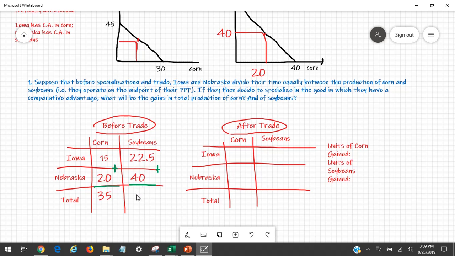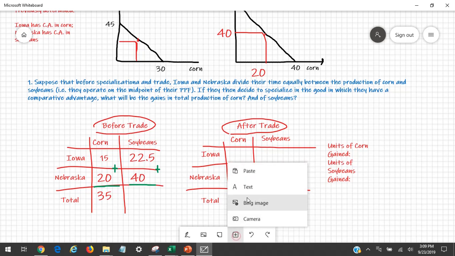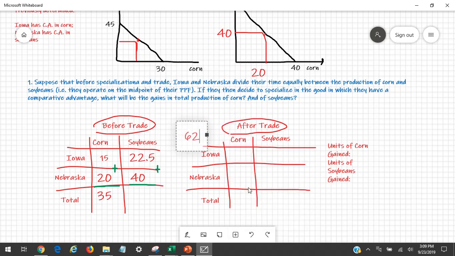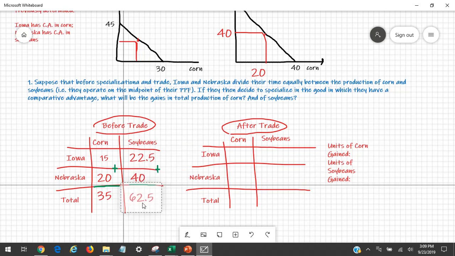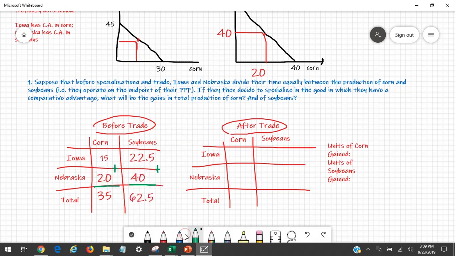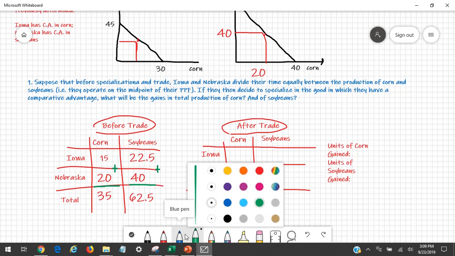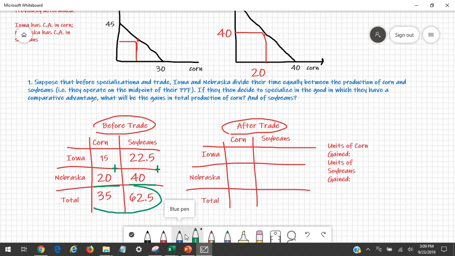And then let's see, what would that be? 62.5 bushels of soybeans produced before trade. So I'm going to circle these numbers because we're going to want to come back to these in a minute. So these are the important numbers we were figuring out. So once you find the midpoints, you make your little table like this. You want to figure out the total combined production amounts. 35 bushels of corn, 62.5 bushels of soybeans. Okay, so that's the first half.